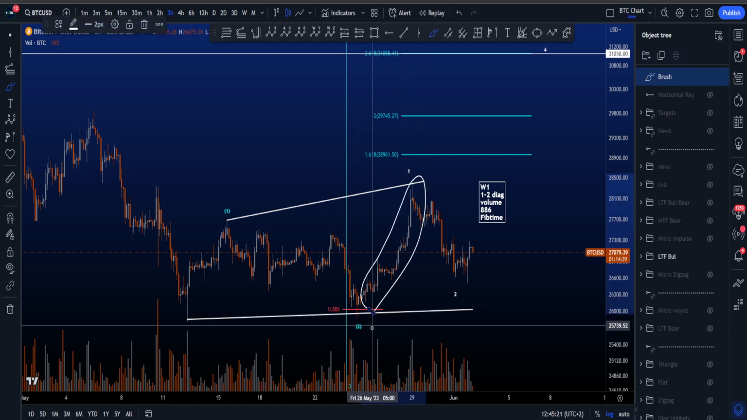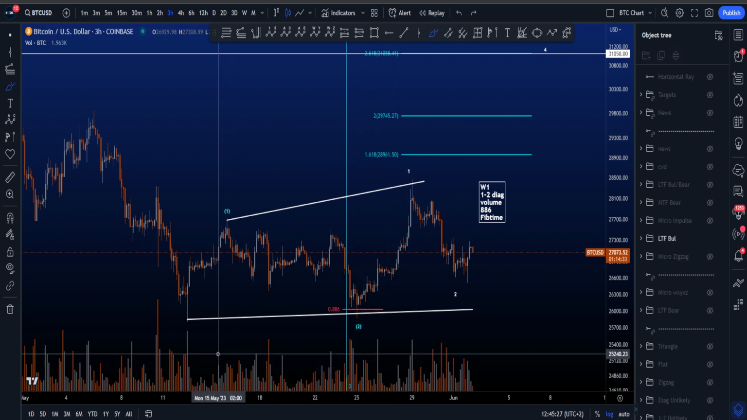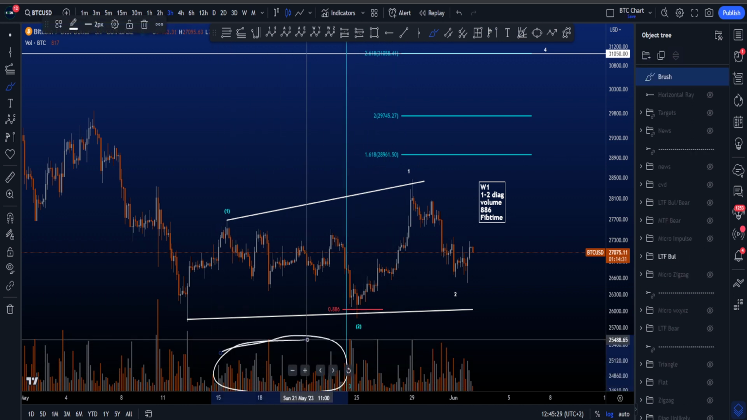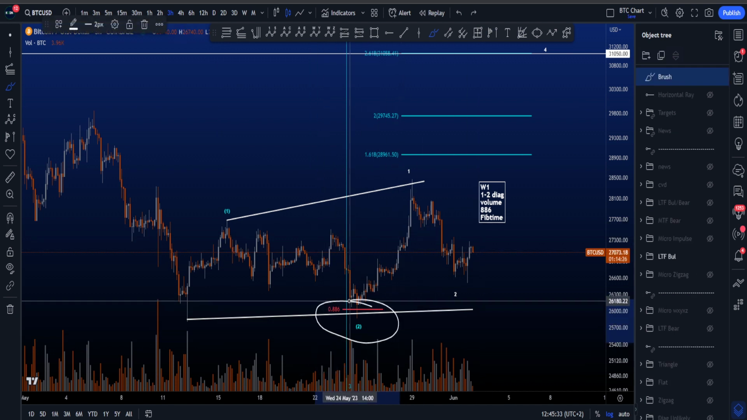But this move to the upside over here was lacking volume. You can see the average amount of volume over here was not very impressive, maybe even lower than the volume we had in this wave 2, which is a correction. So that's a little bit weird. Then this wave 2 bounced on the 0.886, which is a rare target for a wave 2.